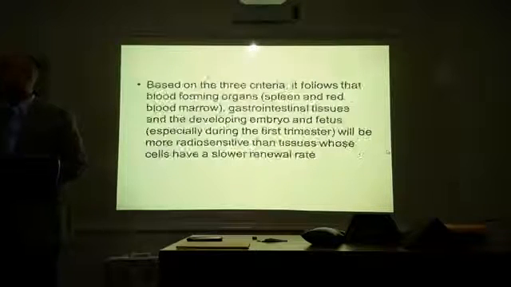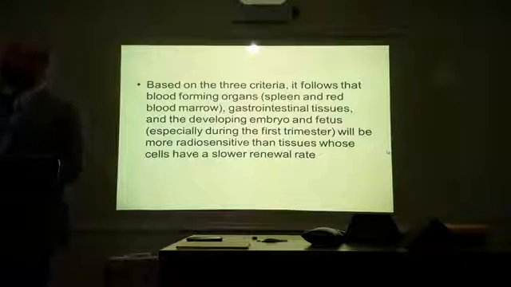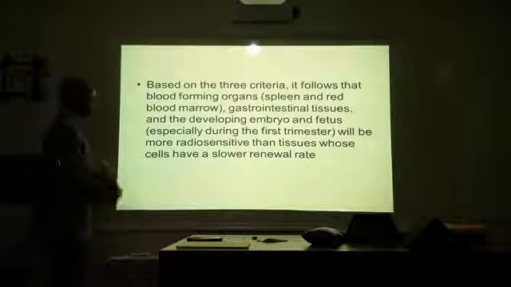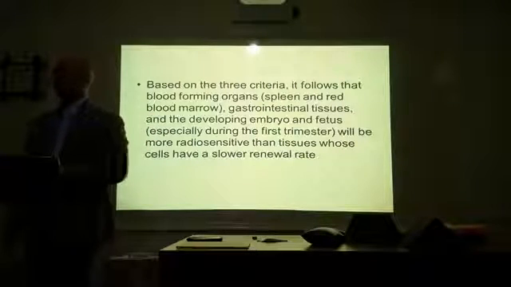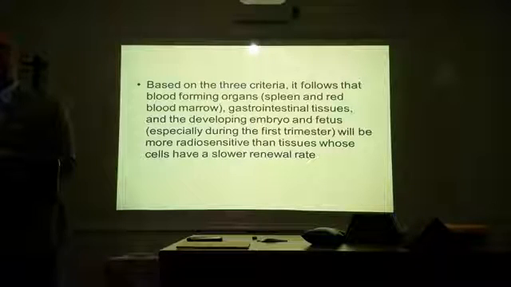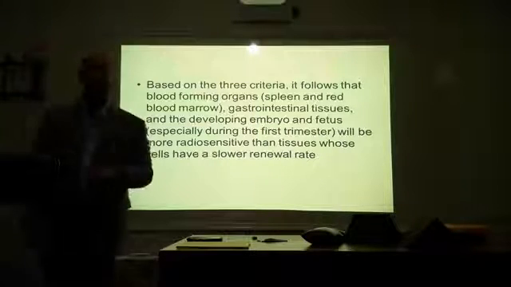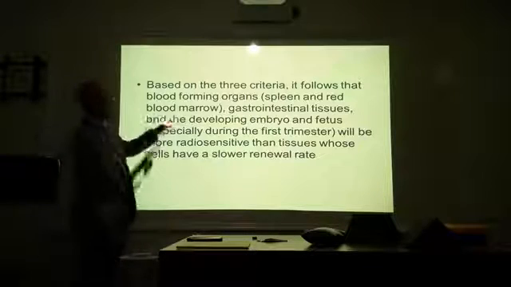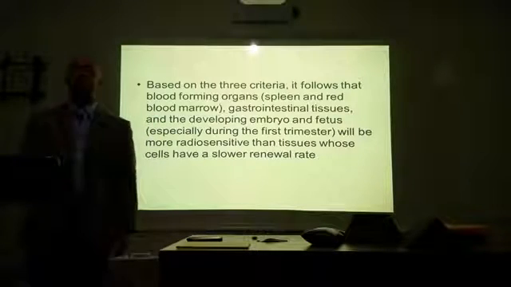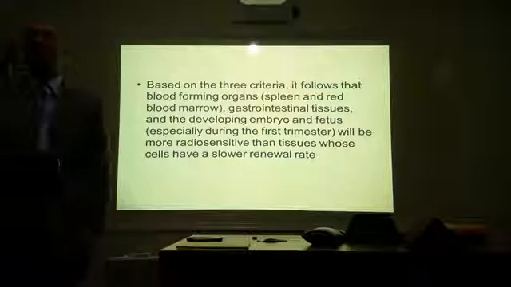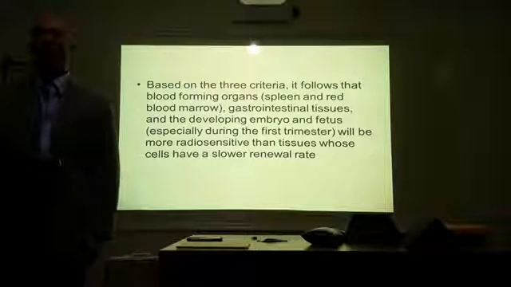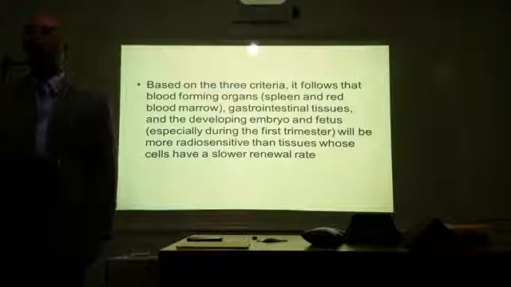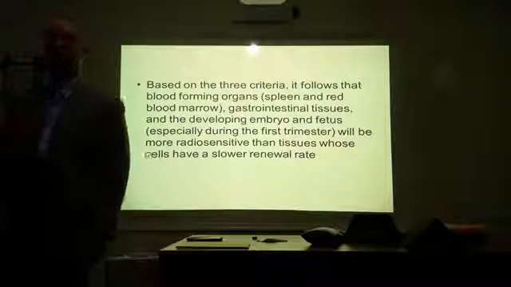So based on the criteria that we just talked about, including these three, it follows that blood-forming organs, which means the spleen, for example, your thyroid, and your red bone marrow are going to be the most radiosensitive. Why? Because we are constantly producing red blood cells, aren't we? Constantly. They're rapidly produced, rapidly proliferating. So they're going to be the most sensitive.